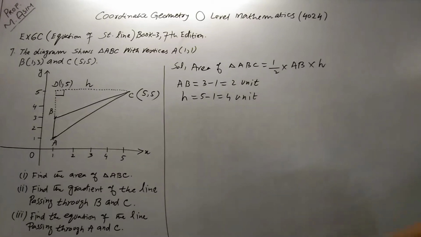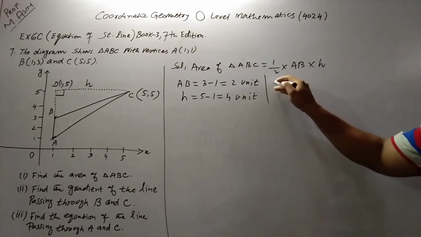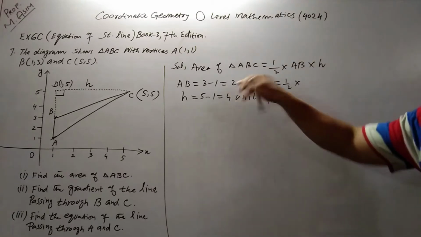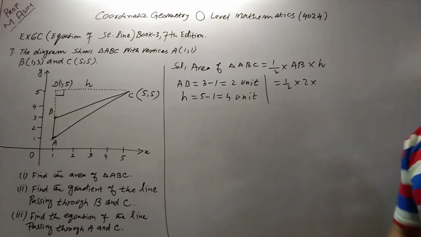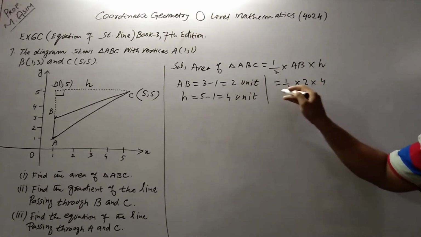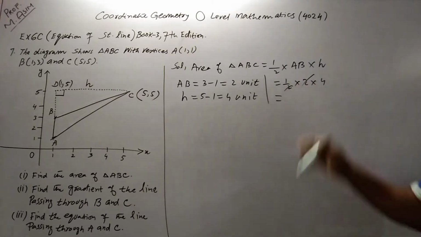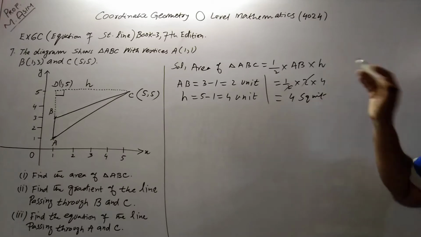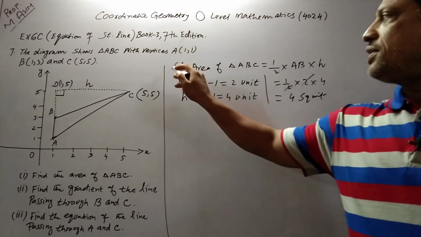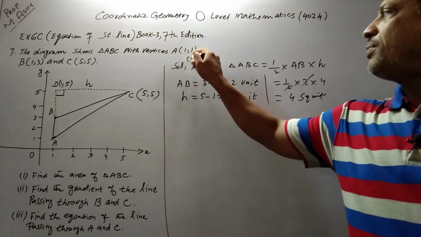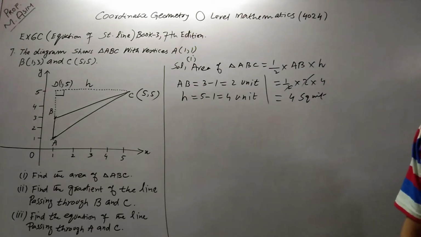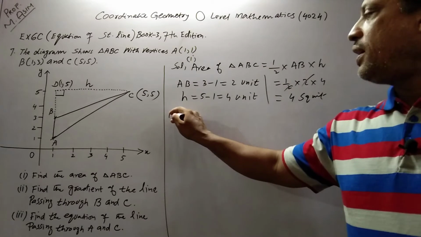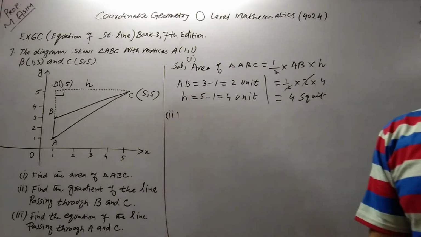Therefore, the area of triangle ABC is half. What is AB? AB is 2. What is the height? Height is 4. 2 cancels by 2. 4 ones are 4. 4 square units is the answer. So this is part number 1, find the area of triangle ABC. We have found it. Now see part number 2. Hope you understand this part.